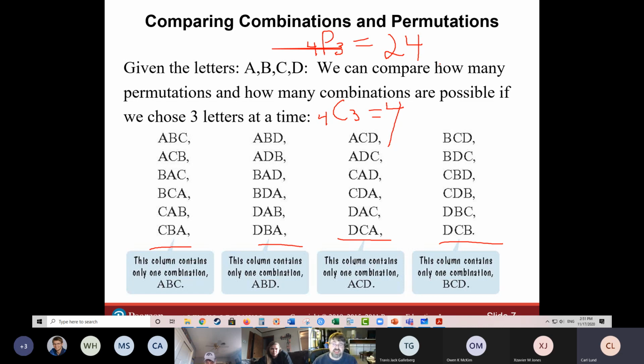If you have the same numbers involved, like here we have 4P3 and 4C3, and we're choosing the same number out of them, the permutation is always going to be larger than the combination. 12P7 is bigger than 12C7. 13P2 is bigger than 13C2. 5P2 is bigger than 5C2. If the numbers are the same, permutations are always going to be larger than combinations.